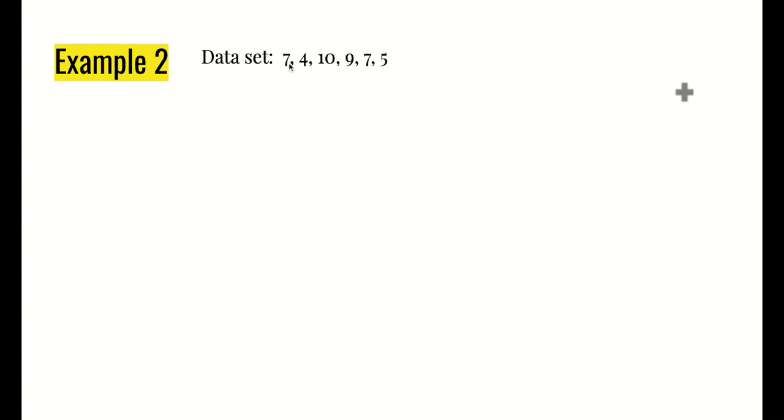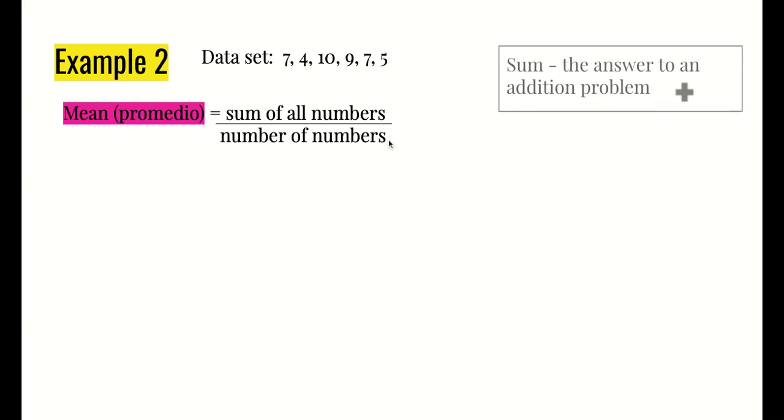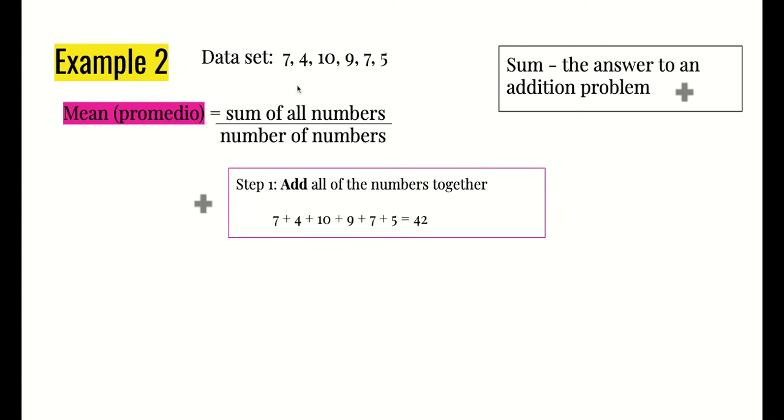In this case, I have a data set and I want to find the mean. The way that I'm going to do this is I'm going to find the sum of my numbers divided by however many numbers there are. So first I'm going to add these numbers together: 7 plus 4 plus 10 plus 9 plus 7 plus 5. And I'm going to do this really carefully so I don't make any mistakes. When I added these numbers together, I got 42.